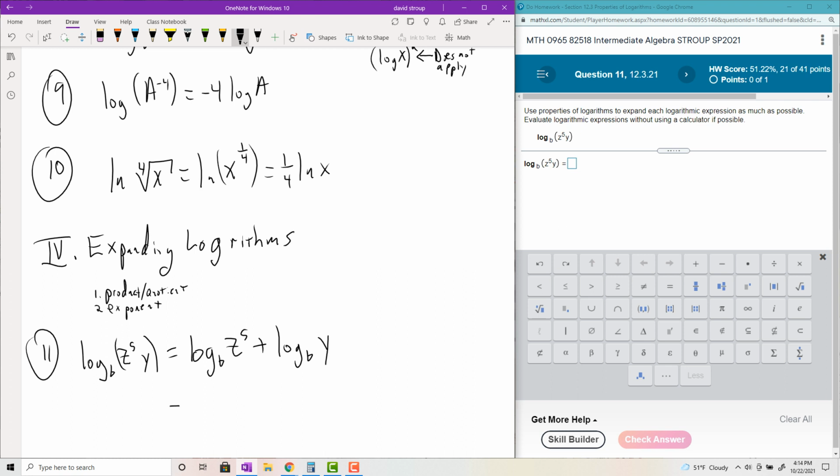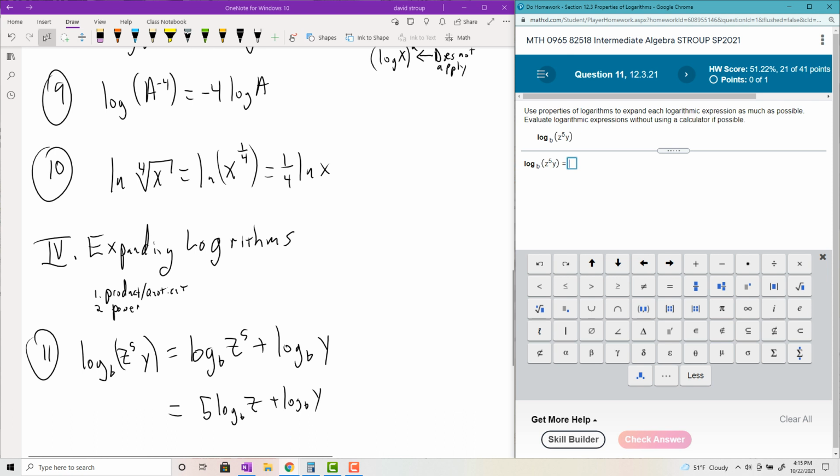And then you could do the power rule. Sorry, I was calling it the exponent rule. Power rule. You can bring that 5 in front of the log, plus log base b of y. They want you to get rid of all the exponents and break up all of the products and quotients, and that is your answer: 5 log base b of z plus log base b of y.